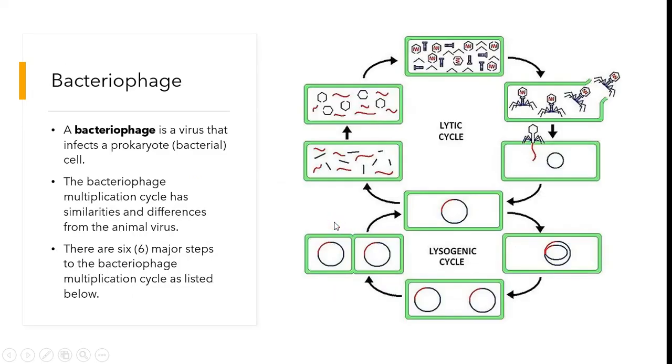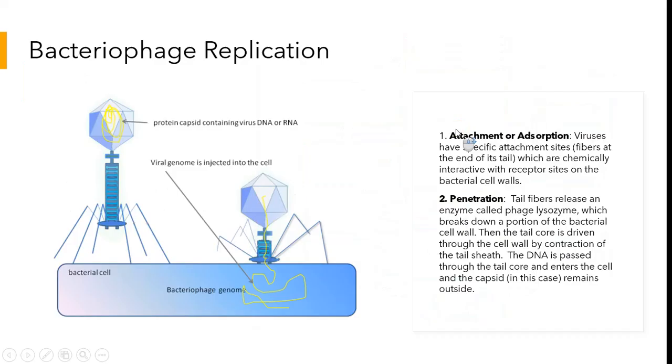A similar process, but with some uniqueness, occurs in the prokaryotic cells with the viruses, and this is what we refer to as a bacteriophage. A bacteriophage is a term you need to know. It's a virus that infects the prokaryotic cells or the bacterial cells. The infection can have similarities, but it's also going to have some major differences from the animal viruses. Instead of 7 steps, there are going to be 6 steps, and this is just a visual of the steps in totality, if you will.